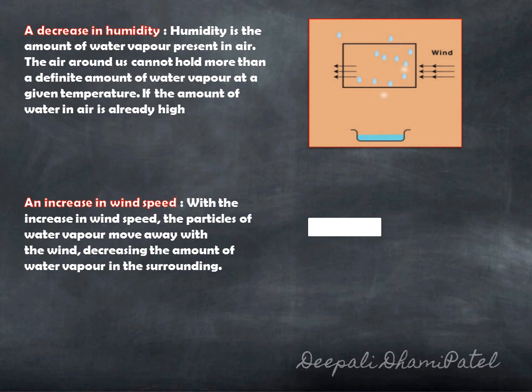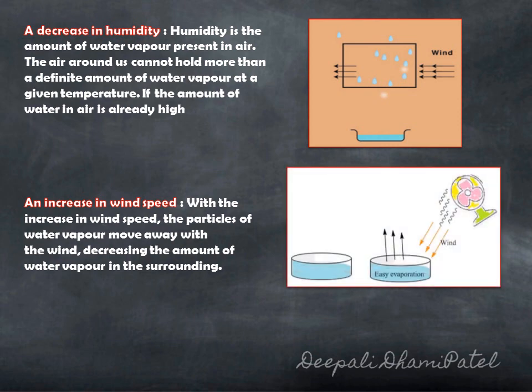An increase in wind speed. With the increase in wind speed, the particles of vapor move away with the wind, decreasing the amount of water vapor in the surrounding. So with increase in wind speed, the evaporation increases.